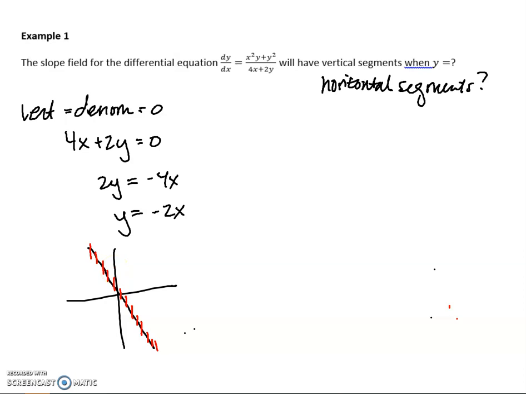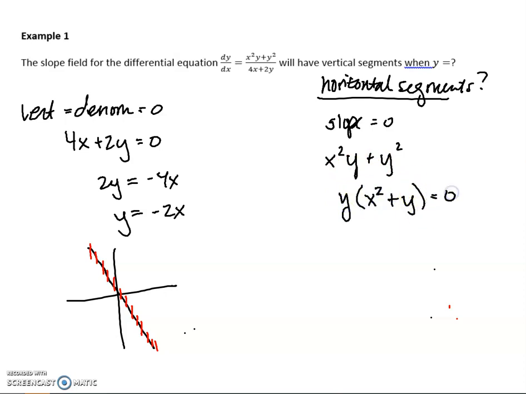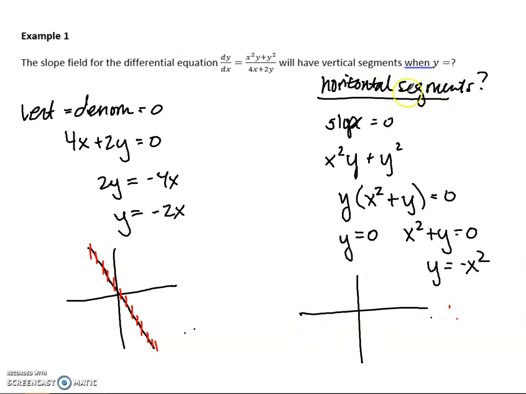Okay, what about horizontal segments? Well, if you want your horizontal segment for your slope, then as you guys know, that would mean I want the slope to be 0. So the top would be 0. Now this one's a little trickier to solve because I have things that are affecting both of these values. So I could factor out a y and get x squared plus y. I could set that equal to 0, and so y could be 0, or x squared plus y being 0, so y would be -x squared. So what would that mean? That would mean I would expect to see horizontal segments at y equals 0.